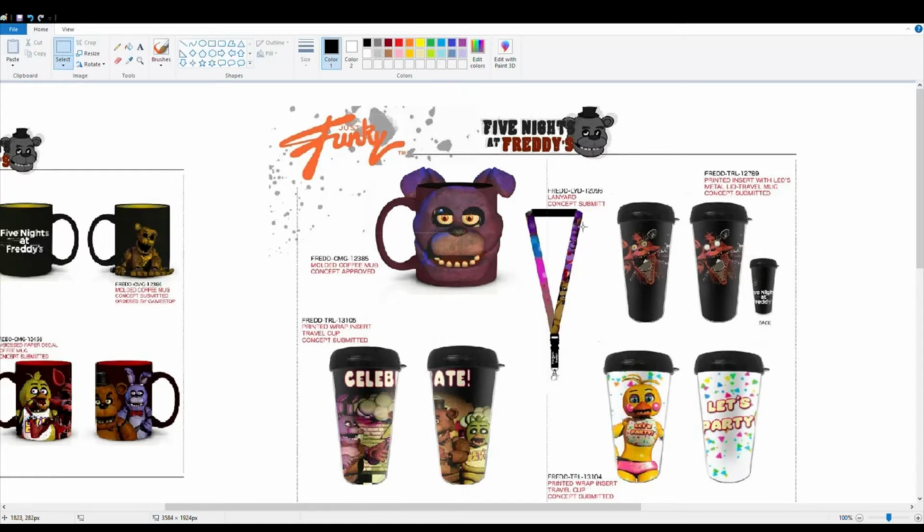Next one, a FNAF lanyard. So, yeah, it has some art by Lady Fizzy, or I think it was made by Lady Fizzy. So, again, it's just one of the lanyards, so 2 out of 5 stars.